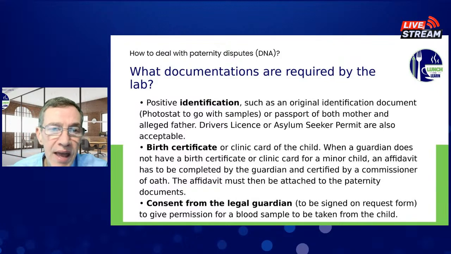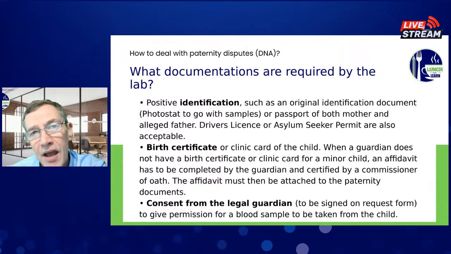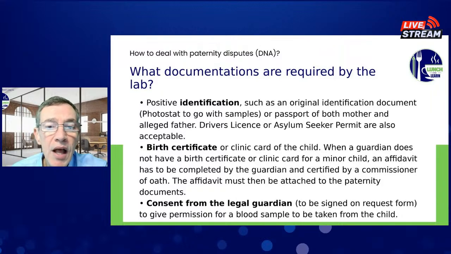So what documents are required by the lab? Obviously, you would need to have positive identification, have your ID. If you go to the lab for the DNA testing, you would need to have your ID document, the original one that you need to take with, your passport that you need to take with. The mother and the father, both parties need to have their ID documents. If you have a driver's license, take that with, or if you are an asylum seeker, you take your asylum seeking permit as well. The birth certificate or the clinic card of the minor child is also needed.